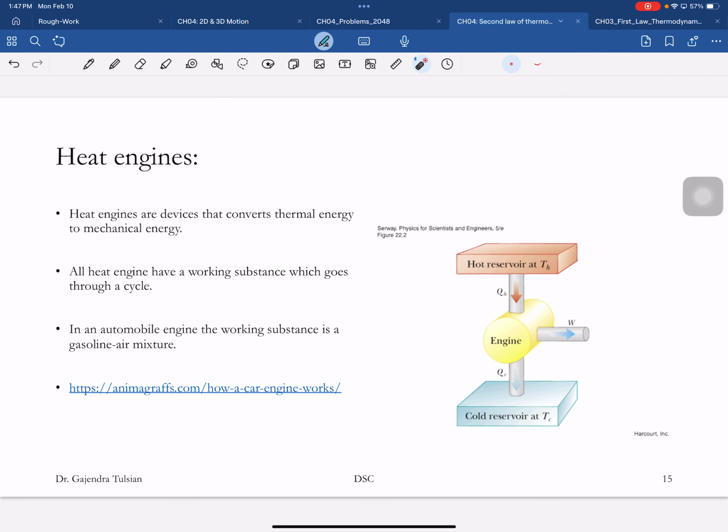Okay, now we'll talk about heat engines. Here's what heat engines do. They take heat from a hot reservoir, convert some of that to work, and then what it cannot convert, it has to dump out. Ideally, what you'd like to do is convert all of that to work, but of course you can't do that.